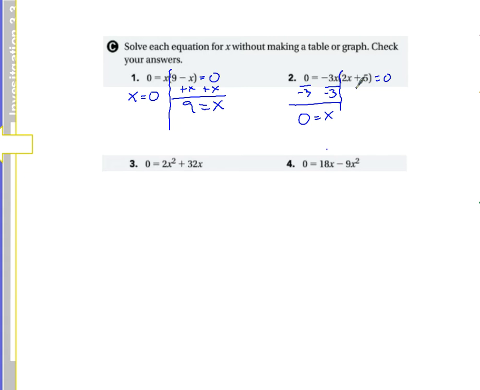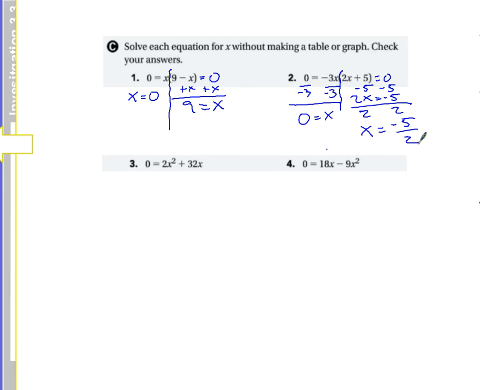On the right side, add 5 to both sides. We get 2x is equal to -5. Divide by 2, and we get x is equal to -5 over 2. Okay. We can have a fractional answer. That's okay. All right. For question 3, it's not in factored form, but we can get this in factored form.